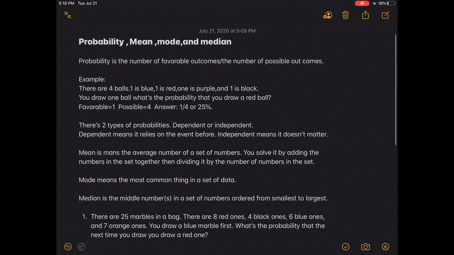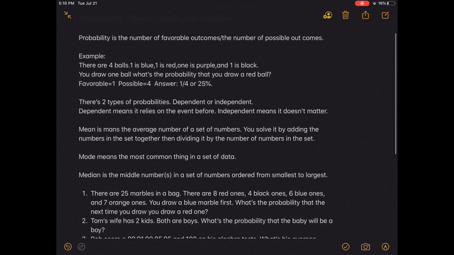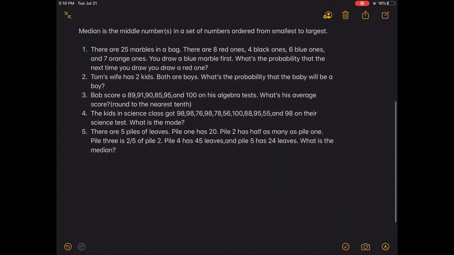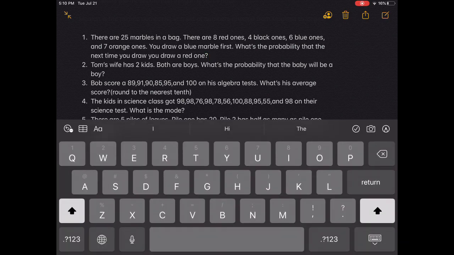Today we're going to be doing probability, mean, mode, and median. First you can just take a couple screenshots and read it yourself because I'm not going to read all of it. We're just going to go straight into the practice problems. You can pause the video and do them yourself, and we can go over them first.